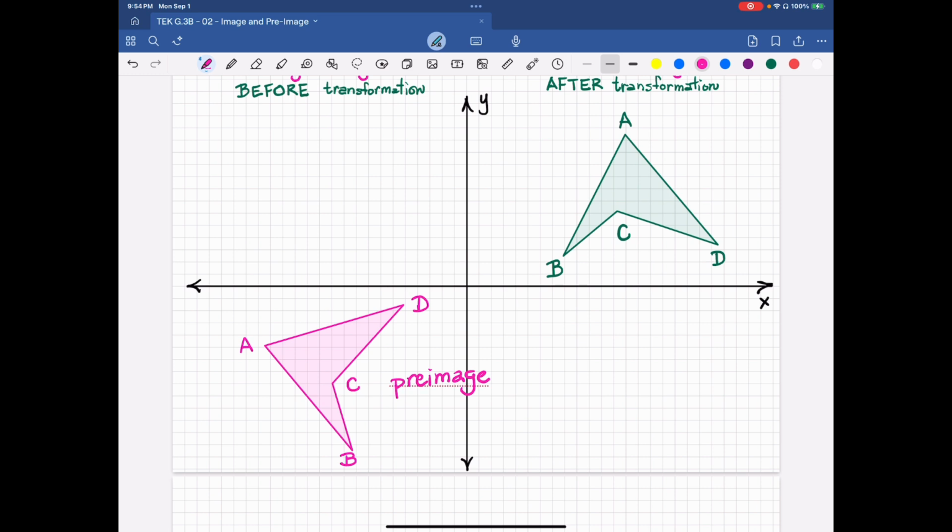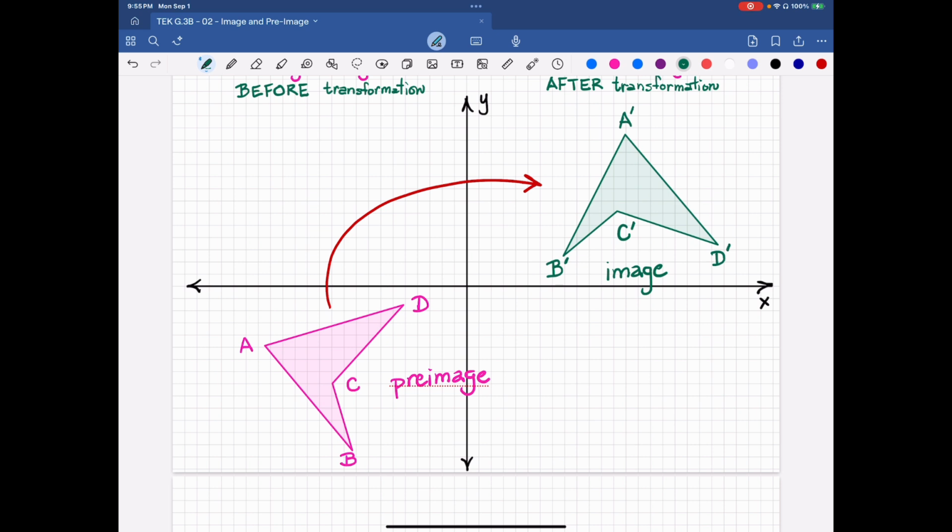This pre-image went through a transformation. So it went from quadrant 3 moving to quadrant 2. So we have our image in quadrant 2. Now, since it changed, the way I'm going to notate that there's been a change is I'm going to put a prime or an apostrophe next to each one of these letters.